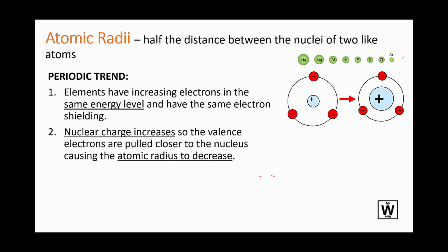Okay, so for the periodic trends, this one's a little simpler. As you go across a period, I'll be using period 3 as much as I can, there's always the same distance from the nucleus to the valence shell, because they're all in the same valence shell. And also, they have the same amount of electron shielding. So the only difference is that the nuclear charge increases. And so if the nuclear charge increases, the attraction between the nucleus and the valence shell electrons increases, and so the electrons are pulled closer to the nucleus. So as you go across the period, the atomic radius actually decreases.